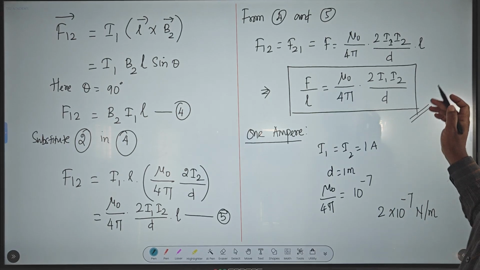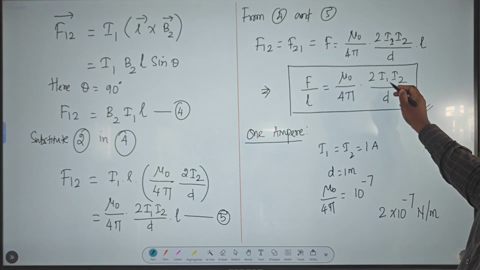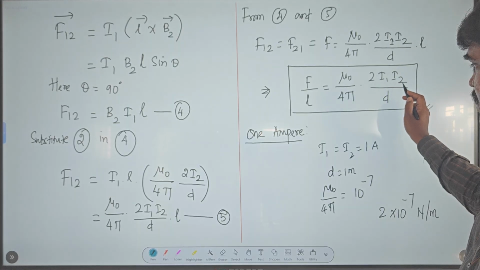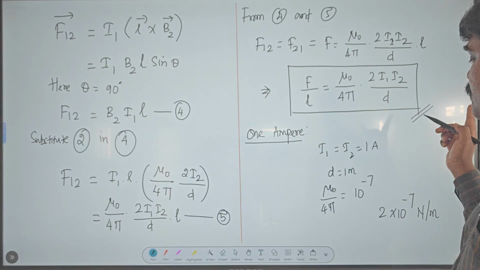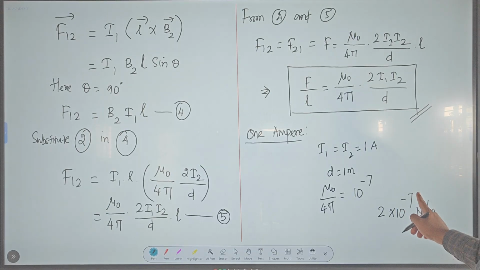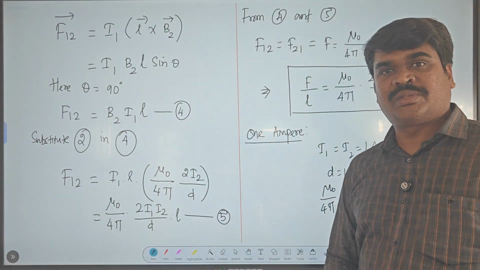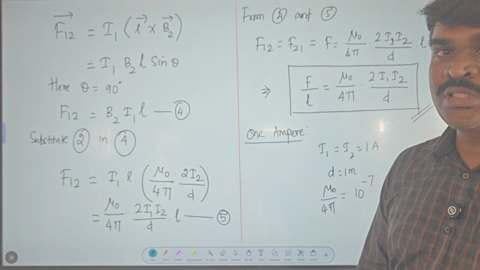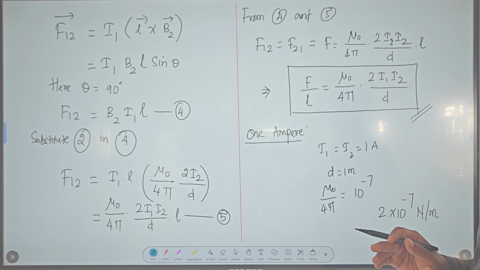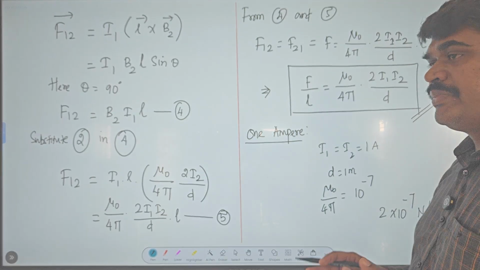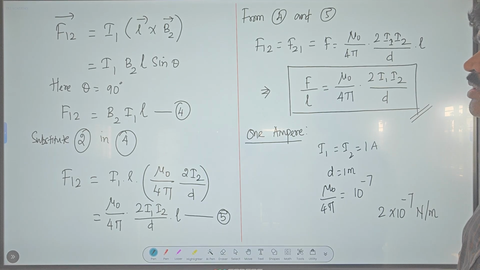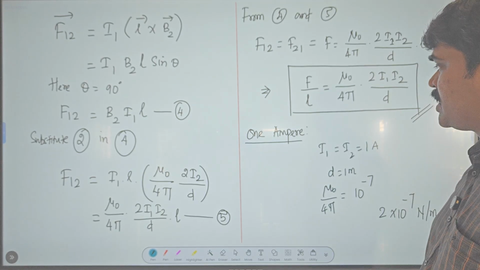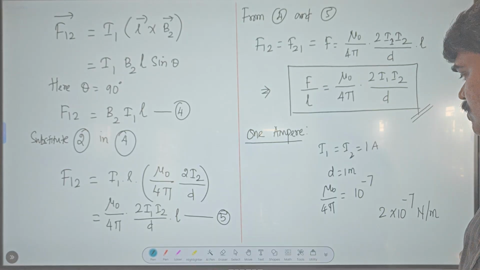How to write this? 1 ampere is the steady current that flows through each of these conductors which are separated by a distance of 1 meter that will produce a force of 2 into 10 to the power of minus 7 newtons per meter. Since they are flowing in the same direction, it will be an attractive force. If they are flowing in opposite direction or anti-parallel, then it will be a repulsive force. There was a part of the question which asked what will be the force if they are in opposite direction. Basically they will be repelling each other, or it will be a repulsive force.